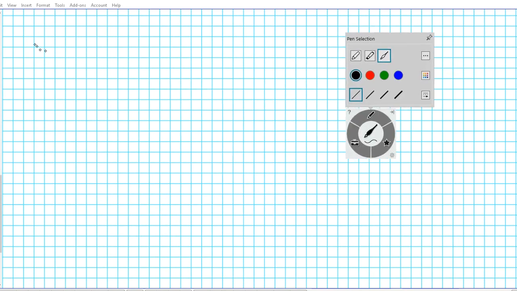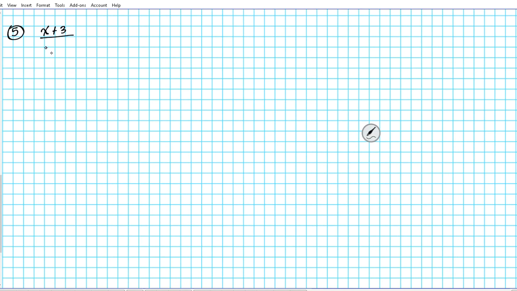Alrighty, let's go ahead and take a look at question number 5. So for question 5, let's say we have the proportion x plus 3 divided by x plus 8 equals 1 over 6. Alright, let's go ahead and try this out. I'm going to be using the star method again. So we have x plus 3 divided by x plus 8 equals 1 over 6.